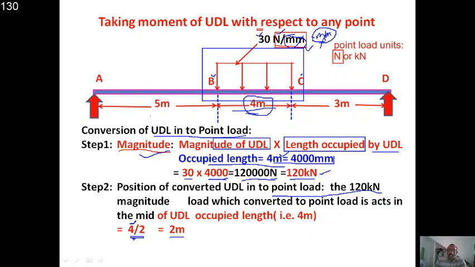So where do we place it? It's occupied length divided by 2. Simple, it's occupied length divided by 2. So please understand again that occupied length divided by 2, occupied length divided by 2. So that is important, right? Hence its occupied length is 4 meters, therefore 4 by 2, that will be 2 meters.